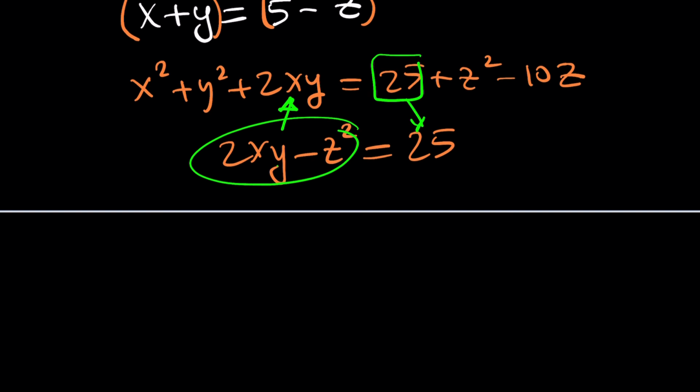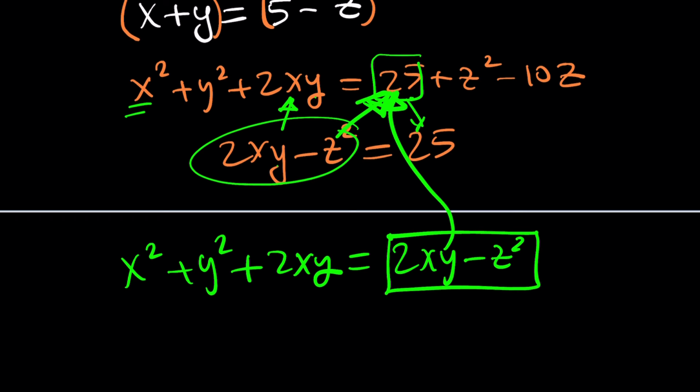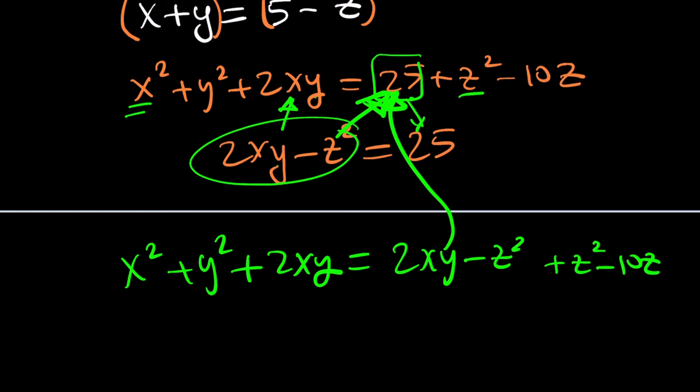Now, from here I get x squared plus y squared. And now 2xy is just going to stay the same. And we're going to replace 25 with this. Make sense? 25 replaced with 2xy minus z squared. So like this. That replaces 25. Okay, like this. Plus z squared minus 10z. If this is confusing, you can go ahead and get rid of the box if you don't want it. I don't want it. Now, take a look at this.